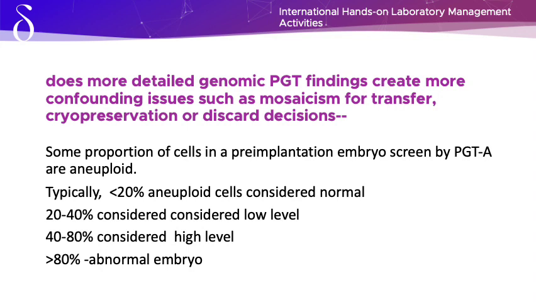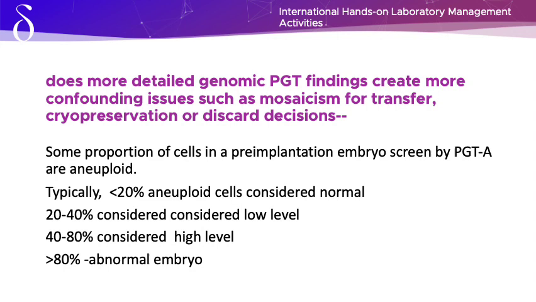So a lot of work has been done in this regard, and that work has been published and has led to some interesting findings, including, as you'll see in your reference list, a consensus of opinion about what to do with mosaicisms. And that's a very recent report. And the question is, does more detailed genomic PGT findings create more confounding issues such as mosaicism for transfer, cryopreservation, or to discard in the decision-making process?